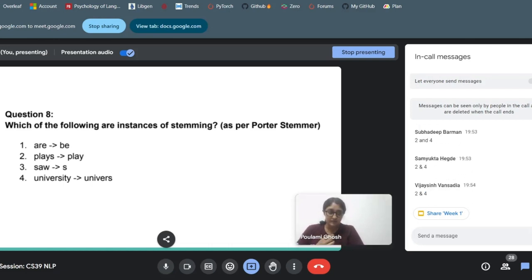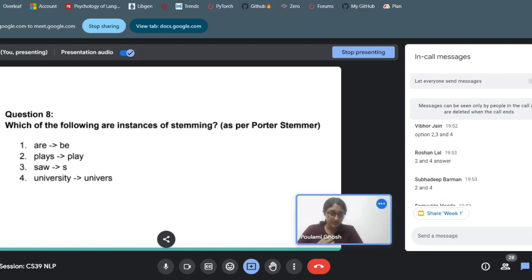Okay, let's see. How about Shubhodeep? Shubhodeep thinks it's option 2 and 4. Would you also like to explain? Everybody is sure that 1 is not the answer. I know it's pretty obvious. Shubhodeep, would you like to explain your solution and why you think options 1 and 3 are incorrect?